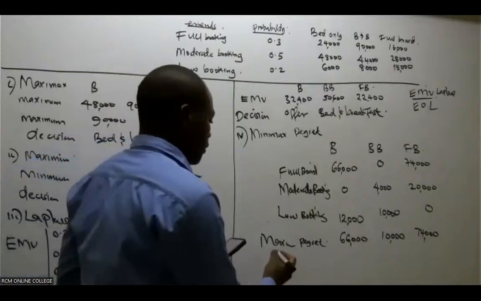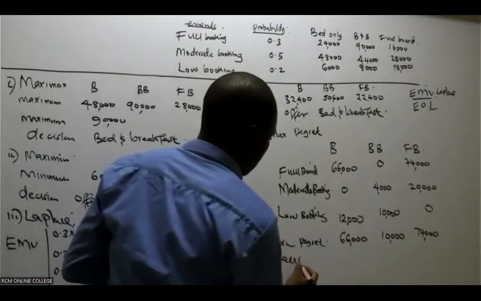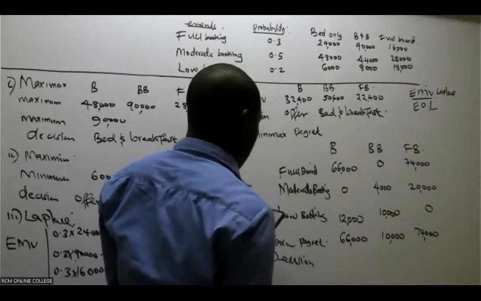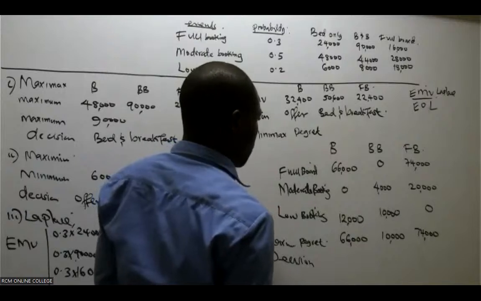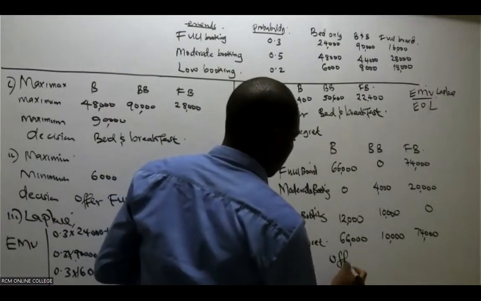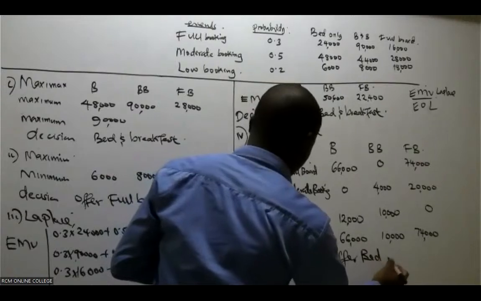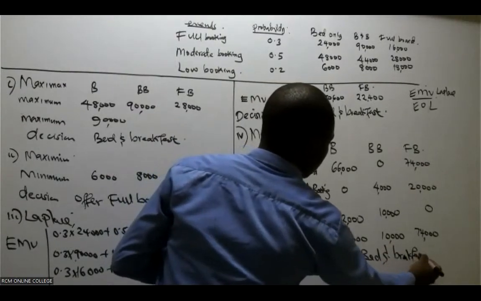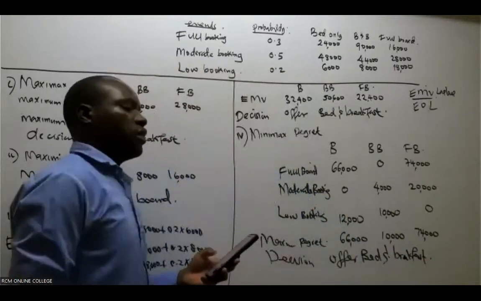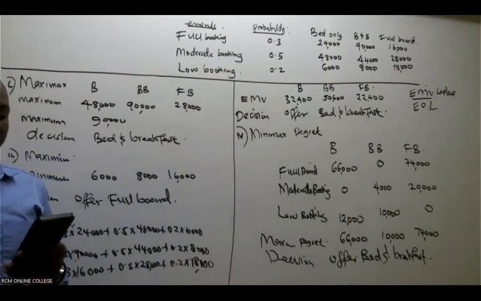So decision here, we are basically trying to minimize on losses. So when you try to minimize on losses, you are going to take the lowest one. So offer bed and breakfast. Offer bed and breakfast.